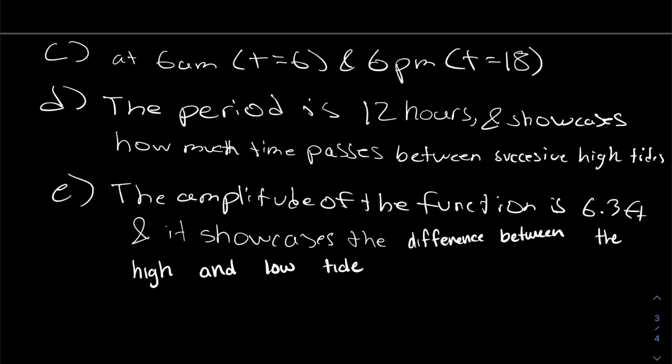For the final part of this question, you can always identify the amplitude by looking at the number that is in front of either sine or cosine. In this situation, it is cosine. And this number is 6.3 feet. When you are interpreting amplitude, this tells you how much distance is between the high tide and the low tide, or the maximum and the minimum in any other example.